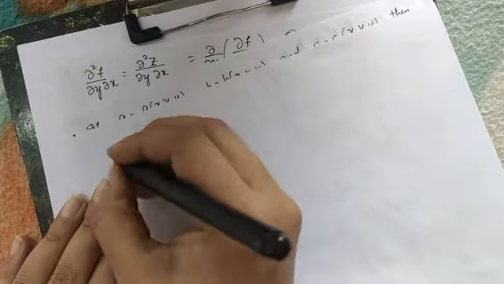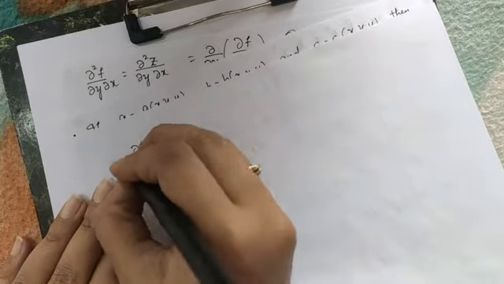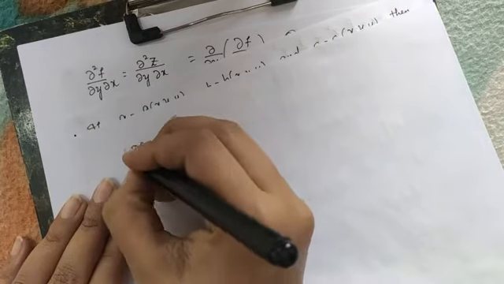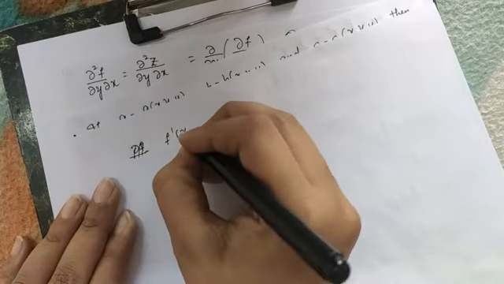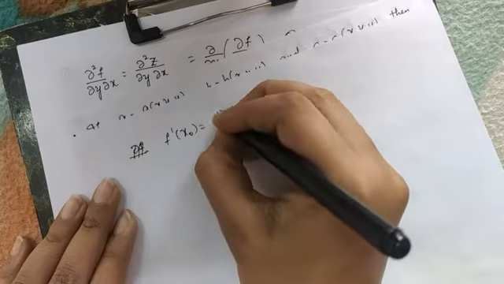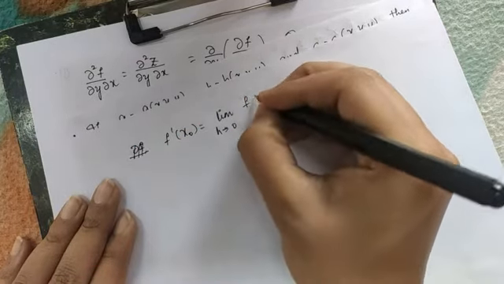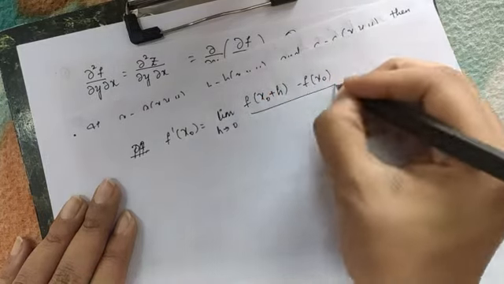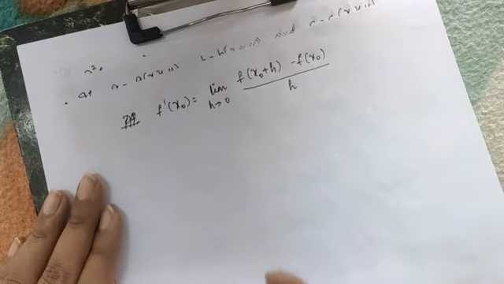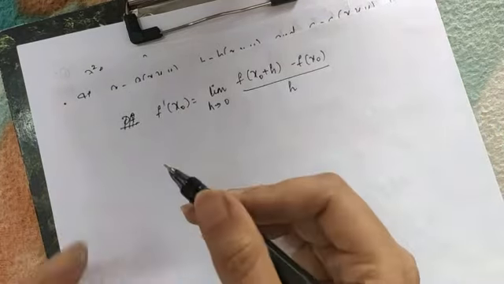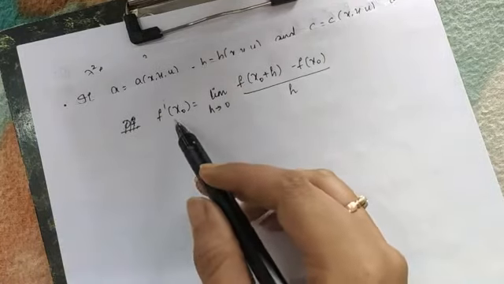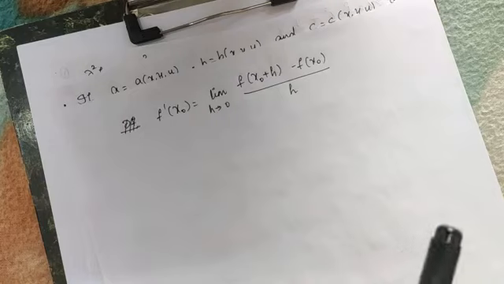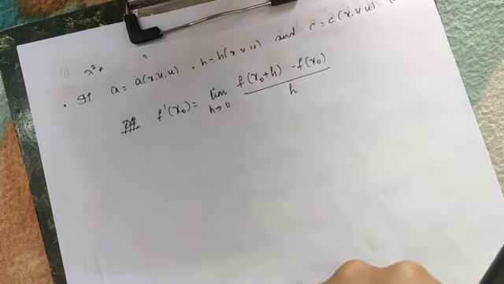Before that I will recall one thing, the definition of our derivative. f dash of x0 is nothing but the limit as h tends to 0 of f of x0 plus h minus f of x0, divided by h. This is our derivative, right? f dash of x0 is nothing but df by dx0. This is for a single variable. But now we have considered two variables, one is x and another one is y.